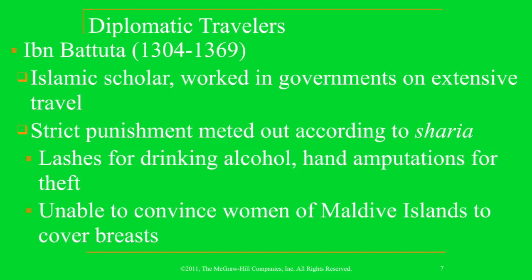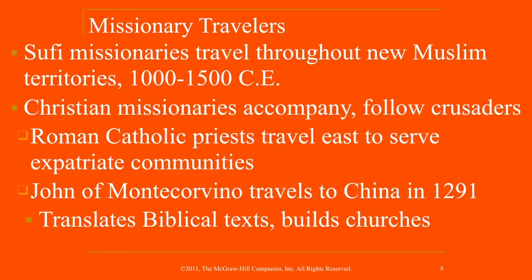Ibn Battuta believed that by strictly adhering to the tenets of Sharia, he was promoting his understanding of Islam. And we had talked about in the past how not all Muslims in the world agree that this is a positive step in the right direction for Islam. Unable, however, to convince women of the Maldive Islands to cover their breasts, they wandered around pretty much half naked, and Ibn Battuta was shamed by this process. So Ibn Battuta was an Islamic traveler, went all around the world.